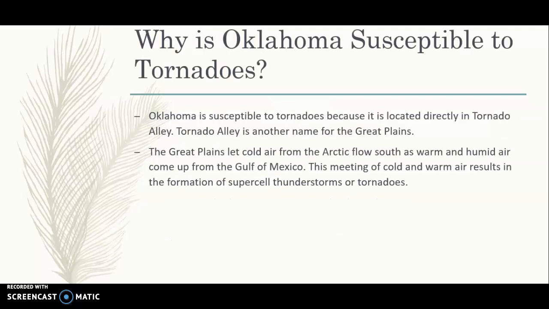Now we're going to answer the question of why Oklahoma is so susceptible to tornadoes. Oklahoma is susceptible to tornadoes because it's located directly in Tornado Alley. Tornado Alley is another name for the Great Plains. The Great Plains let cold air from the Arctic flow south as warm and humid air comes up from the Gulf of Mexico. This meeting of cold air and warm air results in the formation of supercell thunderstorms or tornadoes.